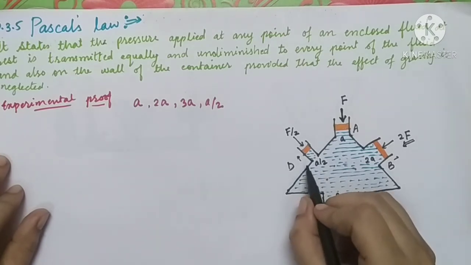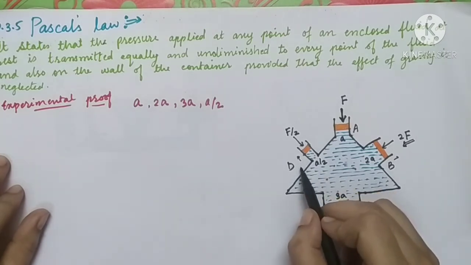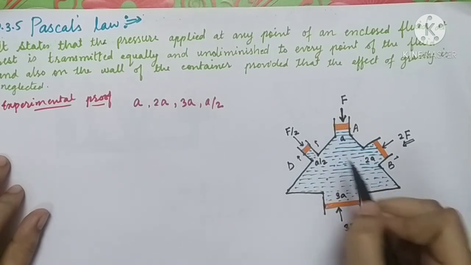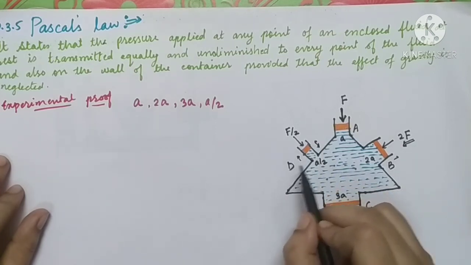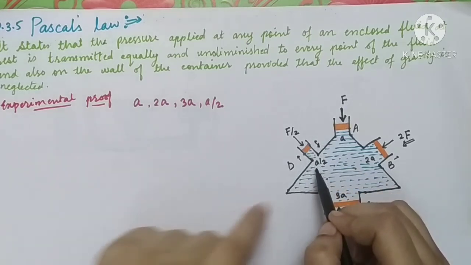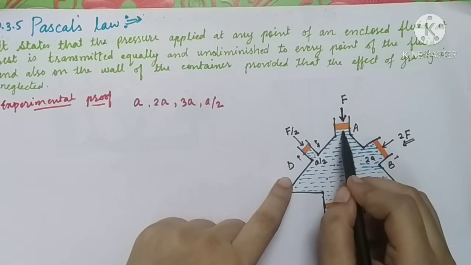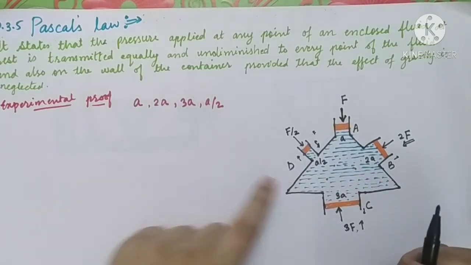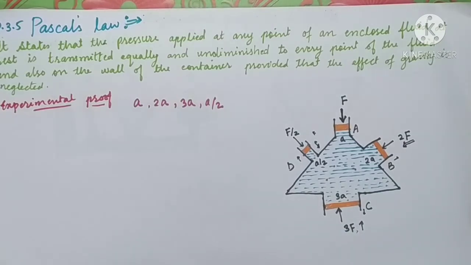Similarly, for the opening D, in order to restore it to its original position, you have to apply a force. The area of D is half that of A, so the force applied will be F by 2. So these are the forces applied to the different openings we have taken.